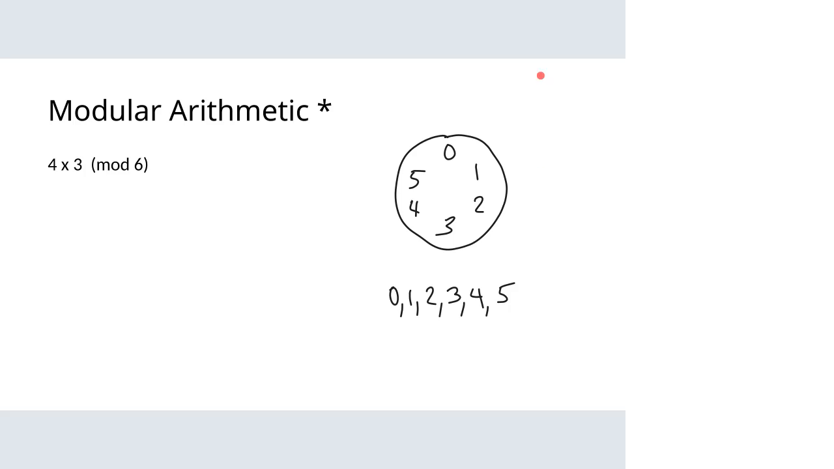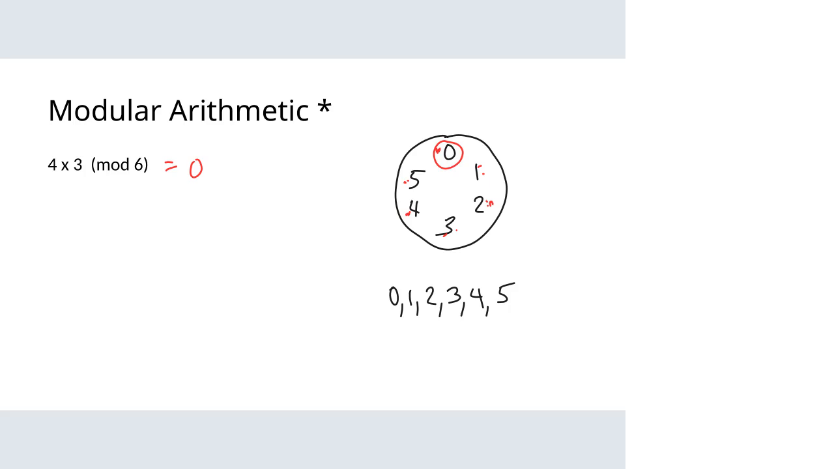If I have 4 times 3, I could do 4 three times. There's 1, 2, 3, 4 times 1; 1, 2, 3, 4 times 2; 1, 2, 3, 4 times 3. I ended up at 0. So 0 should be my answer here. It's okay to have 0 as an answer in a mod problem. In a clock problem, we never have 0 as an answer because we don't have 0 on a clock. But in a mod problem, 0 is okay.